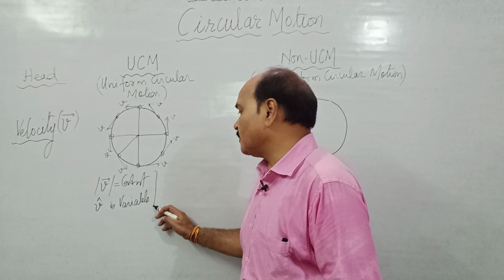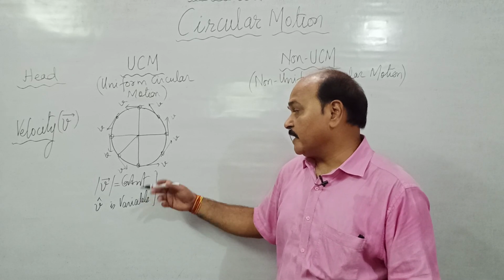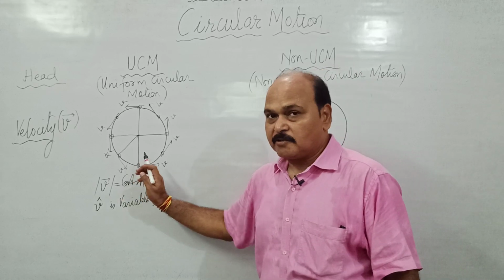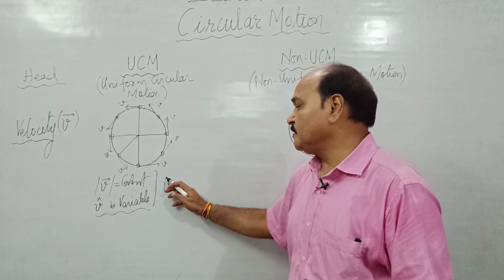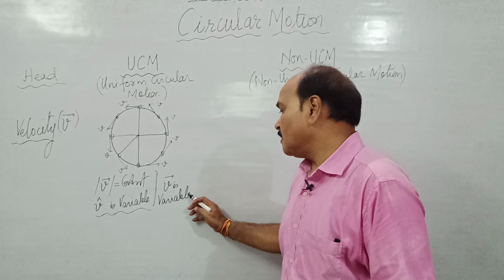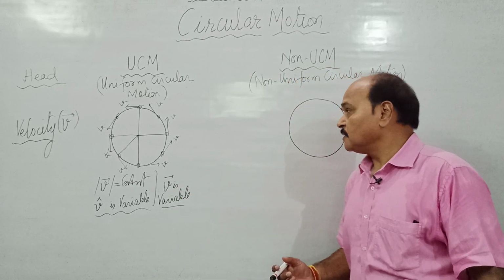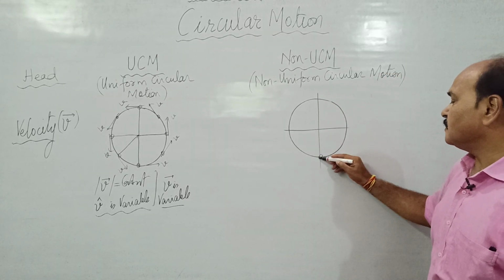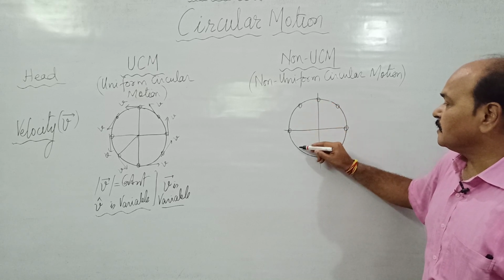Since velocity is a vector quantity, it has both magnitude as well as direction. If either of the two varies, the velocity varies. So here velocity varies not only in magnitude, but also in direction. Therefore velocity v is variable, and the reason for the velocity being variable is the direction of velocity. Here in non-uniform circular motion, the velocity varies both in magnitude as well as direction.